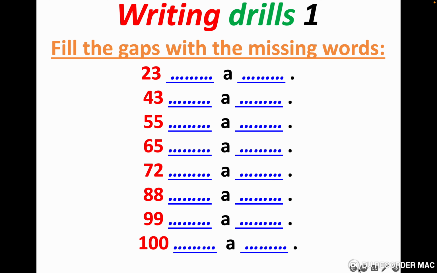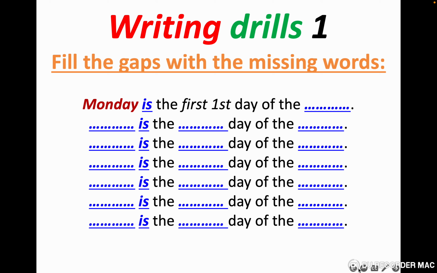Let's go to the next slide. So here we are going to practice two things or three things. The name of the day and the order of the day. For example, the first example, Monday is the first day of what? So the second day, the third day, etc. So you go to the end. Let's continue.